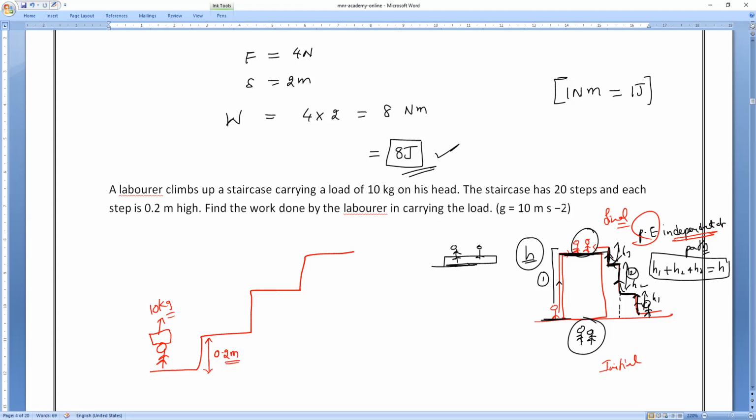And totally how many steps are there? 20 steps. Each step is 0.2 meter, and the total number of steps is equal to 20.